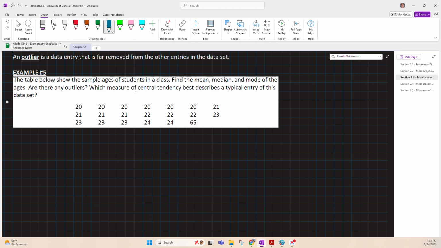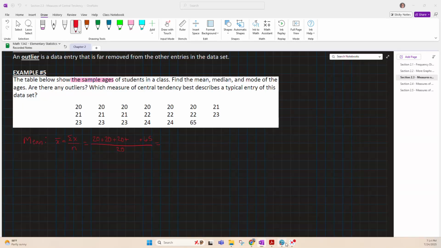It says find the mean. As I'm looking at my problem, I'm trying to figure out which formula I need. Do I need the mu formula or do I need the x bar? Well, it says the sample ages. Sample ages tells us I need x bar for my mean. So x bar equals the sum of the x's divided by n. So 20 plus 20 plus 20 plus dot dot dot all the way until I get to the 65, divided by however many I have in here. So let's see, there are 3, 6, 9, 12, 15, 18, 20 students.